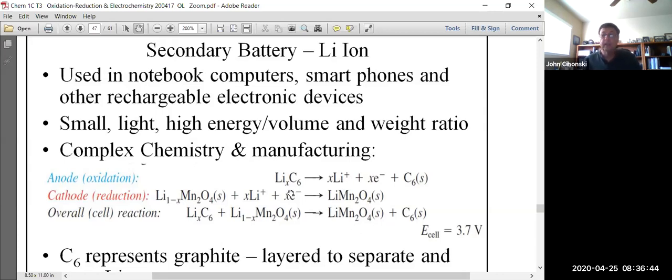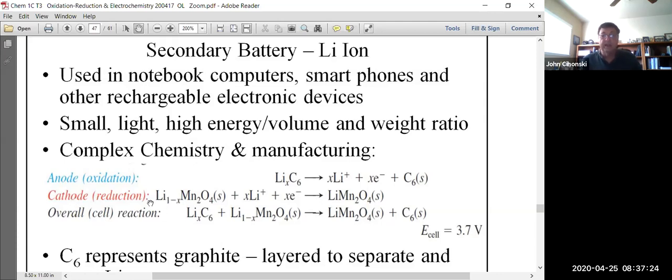So, for the anode, what happens is this layered material will lose an electron. The lithium will diffuse out and go toward the cathode. So we have the lithium going one way and the electron going another way to do what we want it to do. And that will leave us with the graphite with no lithium in it at all if it's completely depleted. Now, at the cathode, what happens?